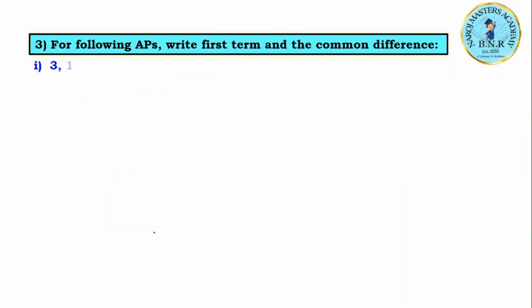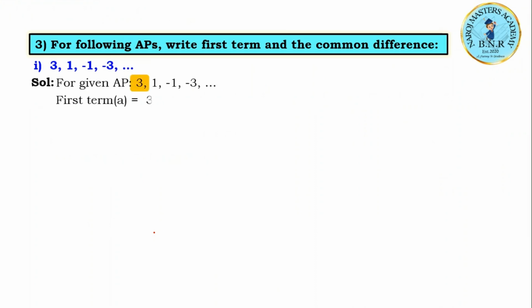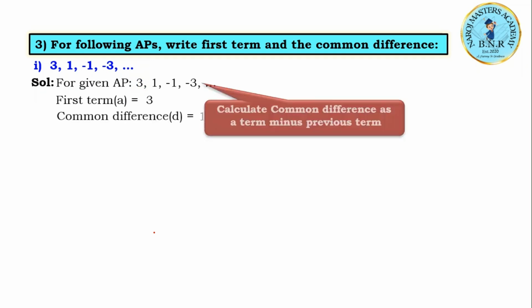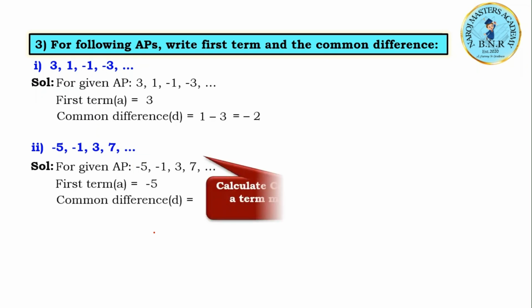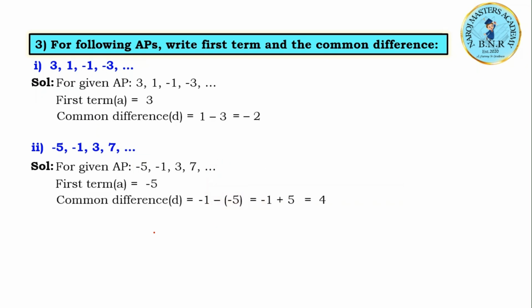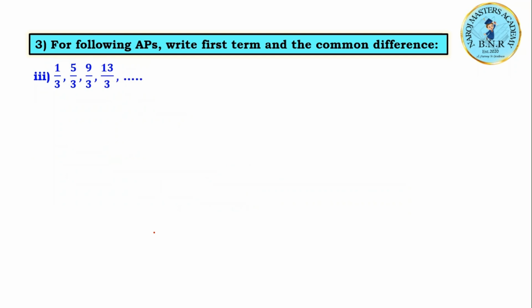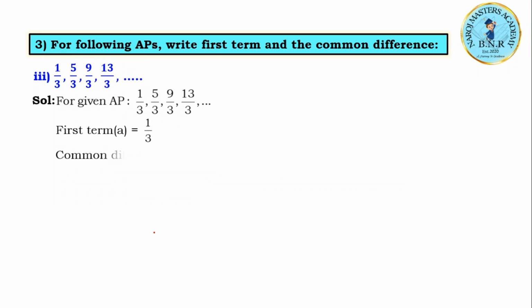For the following APs, write the first term and the common difference. Very easy here. The first term is 3, and the common difference is 1 minus 3, that equals minus 2. Second question: the first term is minus 5, and the common difference is minus 1 minus of minus 5, plus 4, is the right answer. Common difference is plus 4. Here 1 by 3, 5 by 3, 9 by 3, 13 by 3, so it is also an AP. The difference is 5 by 3 minus 1 by 3, which equals 4 by 3. The first term is 1 by 3, and the difference is 4 by 3.